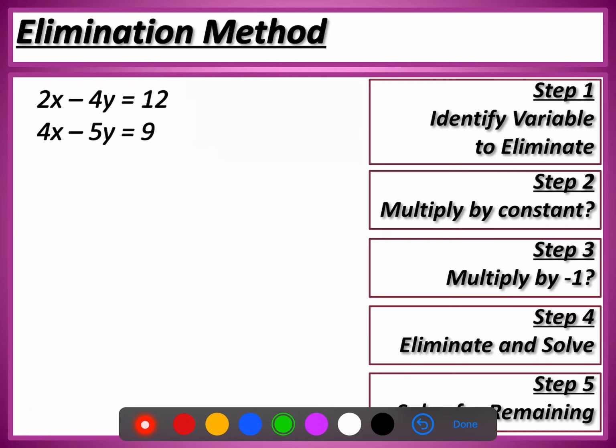Okay, so now I'm looking at both of my variables and nothing is the same. Nothing has opposite signs. This is just really not working out for me. A -1 will not help me in this situation. So the next thing you want to look for is variables with multiples as their coefficients. So my x's, a 2 and a 4, those are multiples.